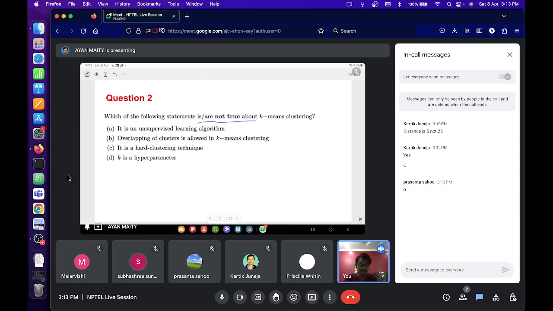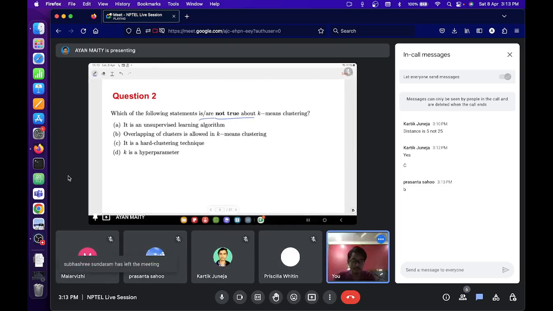Karthik Juneja says option C, which is it is a hard clustering technique, and Prashant Sahu says B, which is overlapping of clusters is allowed in k-means clustering. Okay. So any other answers? Anyone else? I've got B and C from the chat. So does anyone feel some other option would be correct?